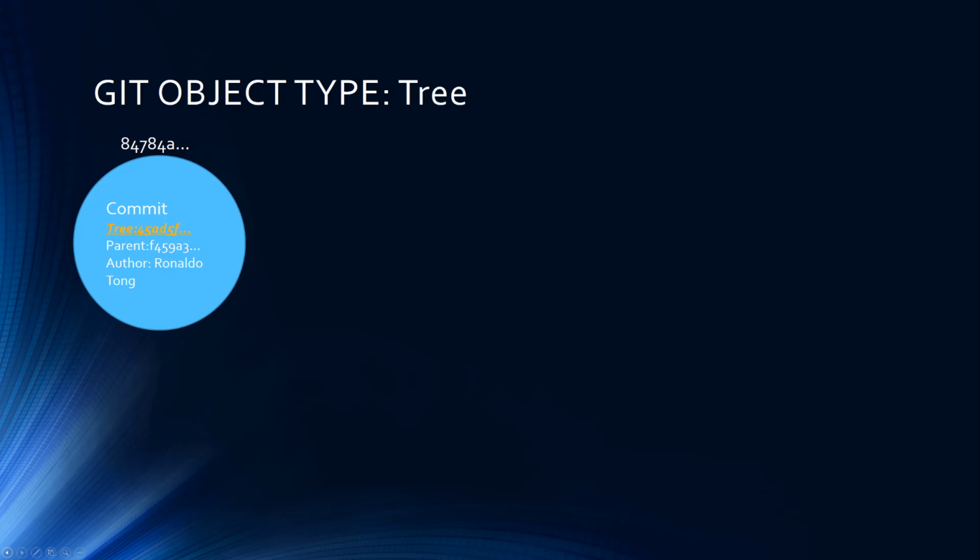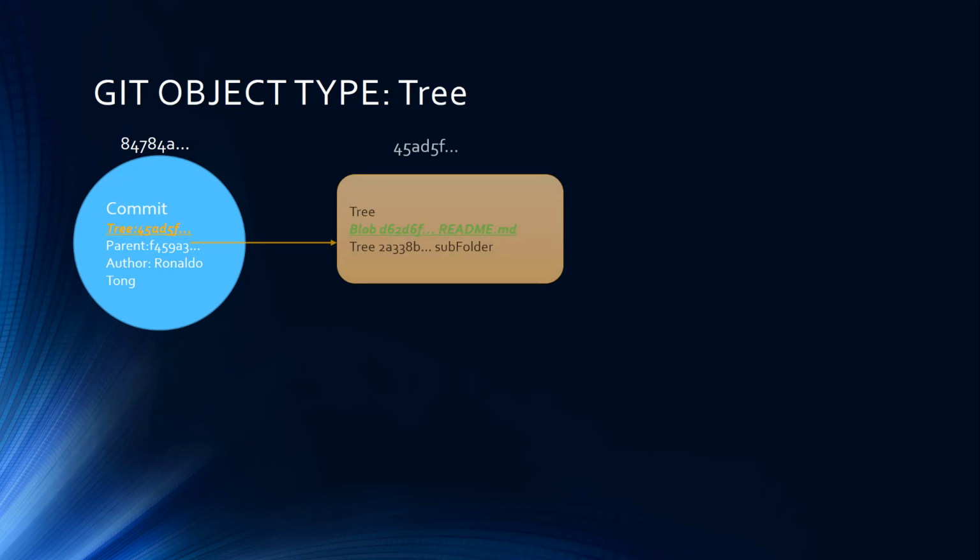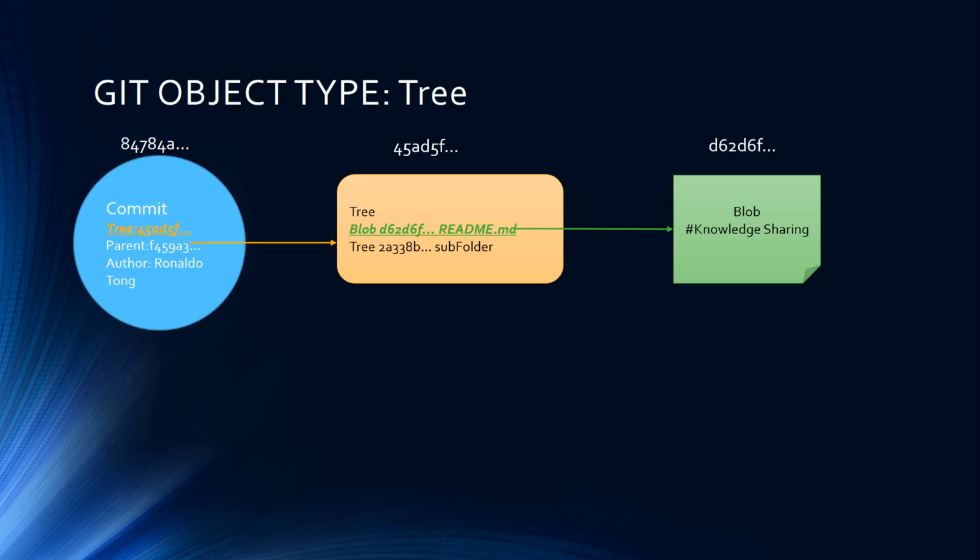We have mentioned the trees so many times in today's talk, and I guess you already know it very well. Yet let us make an example to review our knowledge. Assume there's a commit 84784A. In it, we have a root tree 45AD5F. Check the tree. There's a file named readme.md under the working directory root folder, and the file's content could be represented by the blob d62d6f in the Git repository.